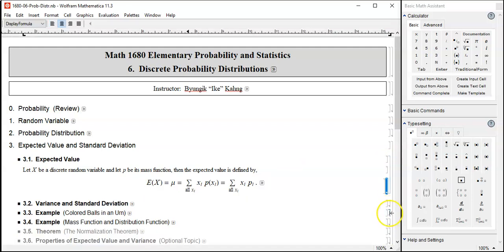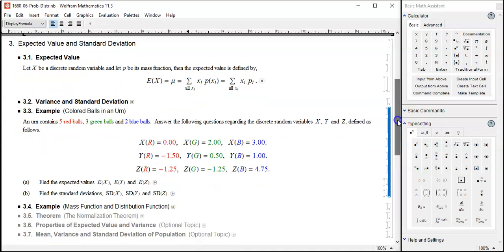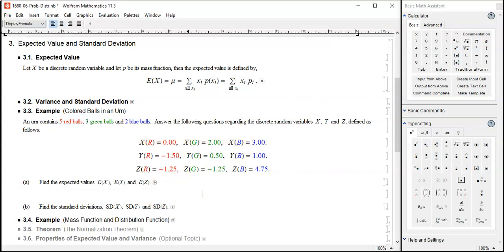Let's see, do we have an example here? Let's go to this example. Simple example, and let's keep it simple. 5 red, 3 green, 2 blue balls. And we have this random variable, and let's calculate the expected value for the random variable capital X.